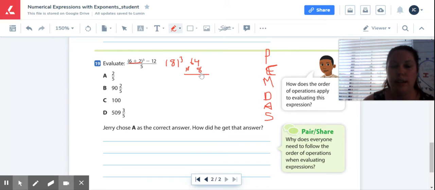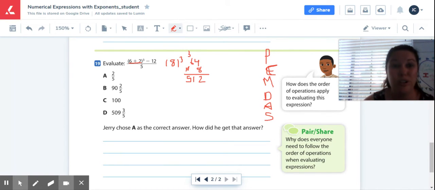which is 8 times 4 is 32. I'm going to carry my 3. And then 8 times 6 is 48, plus 3 is 51, I believe. We'll see if I'm right. 48, 49, 50, 51. Yeah. Okay. Then I'm going to take that and I'm going to minus 12 because that's the next thing.